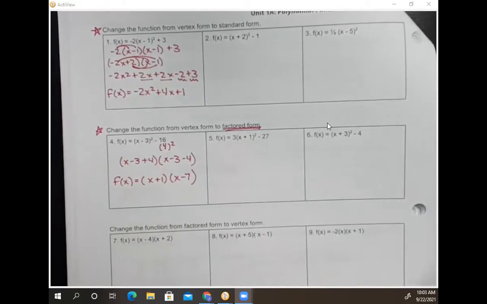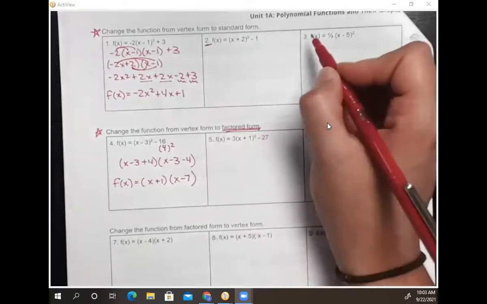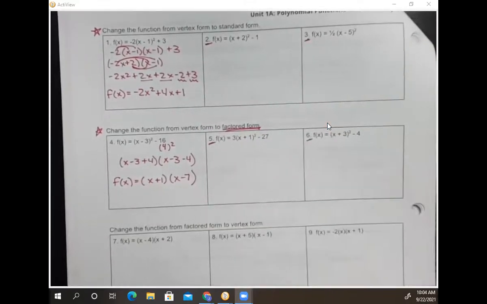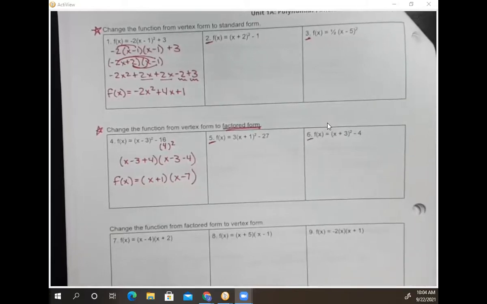I would like you now to try the remaining 2 problems in each of these sections. So number 2, number 3, number 5, and number 6. Try those remaining 2 problems in each section.